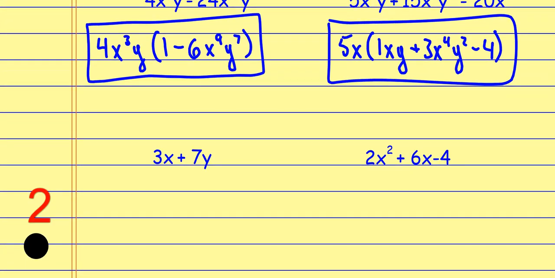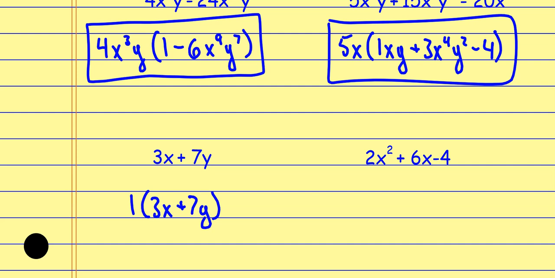If I look at this one, between a 3 and the 7, the only thing they have in common is a 1, right? And between the x and the y, they don't have anything in common. I can't take x's away from each because one of them doesn't have x's. And I can't take y's away from each because one of them doesn't have y's. So all I can do is divide out a 1. 3x divided by 1 is a 3x. 7y divided by 1 is a 7y. Well, isn't that what I started with?